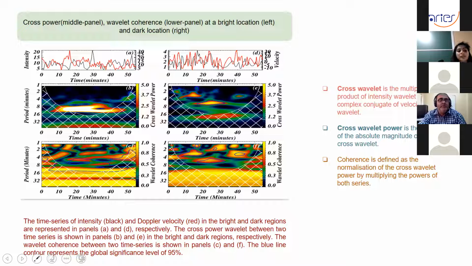In this figure, you can also see the blue contour. These blue contours are the significant contours. In case of cross power, we have first computed the cross FFT, that is the multiple product of FFT of one time series with the FFT of the other time series. Then we have fitted the cross FFT with our power law equation that I have explained earlier.